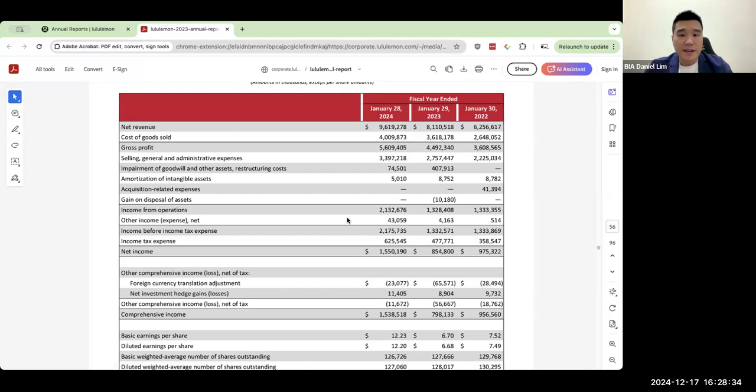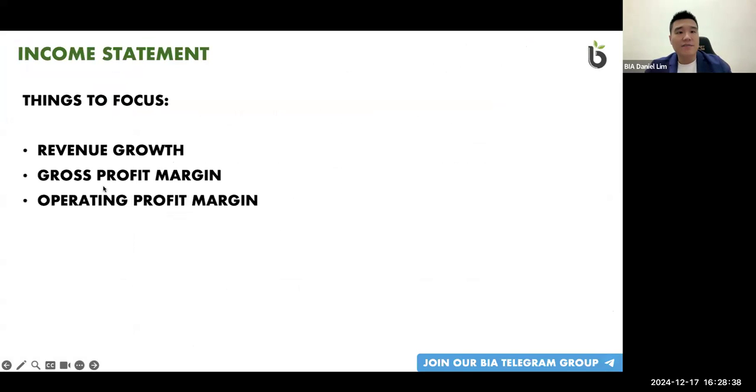All right, now let's go back to my slides. So this is how it looks like. At the end of the day, in the income statement, the things for us to focus on in the future is to make sure that there's revenue growth. Make sure the revenue is growing, and then their gross profit margin, and also the operating profit margin. Make sure it's positive, and no loss making. So this is everything you need to know about the income statement.